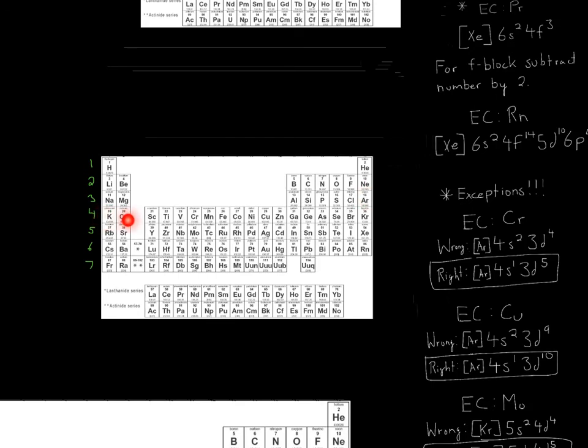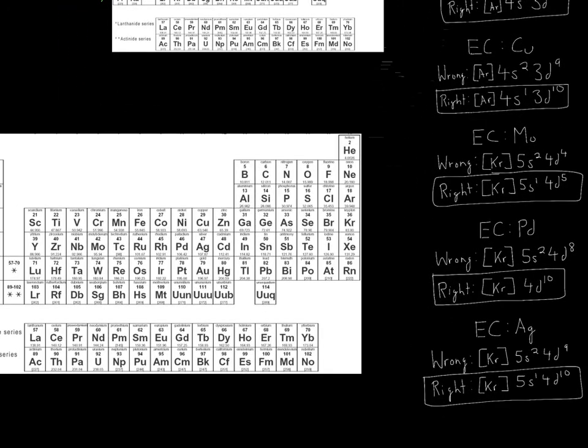And then I do 4s2, and then I would count all the way here and realize that I'm in the D block, so I'd get 3d9. However, that's wrong, because it's not stable in this electron configuration. So what it does is it donates one electron, and it'll become 4s1, 3d10, because it's more stable in this configuration. Once again, you just have to memorize these, but it's just these two and a backwards L.